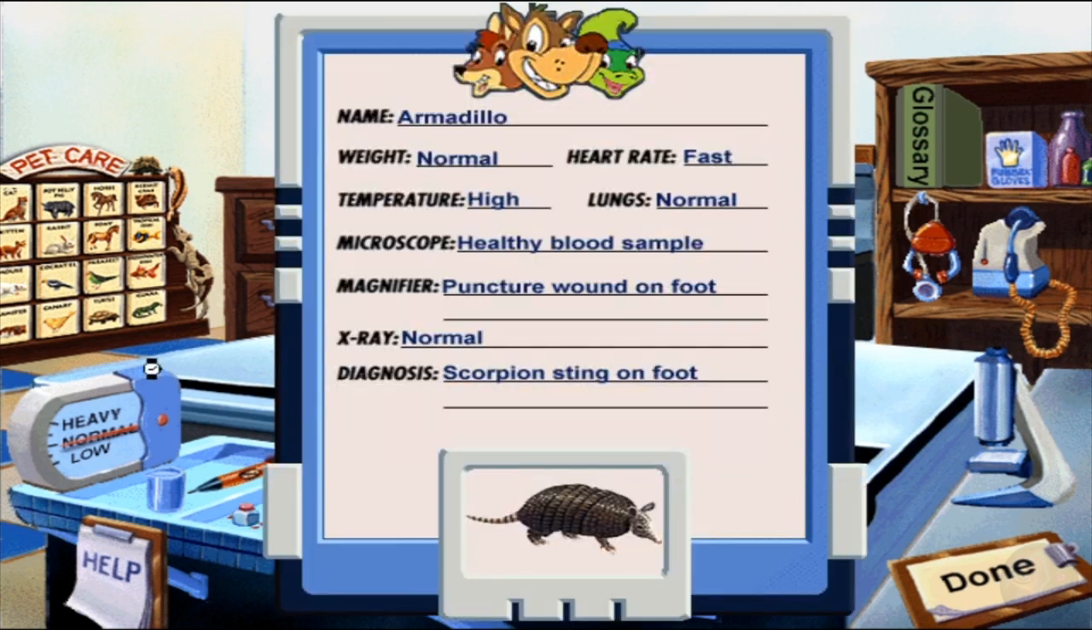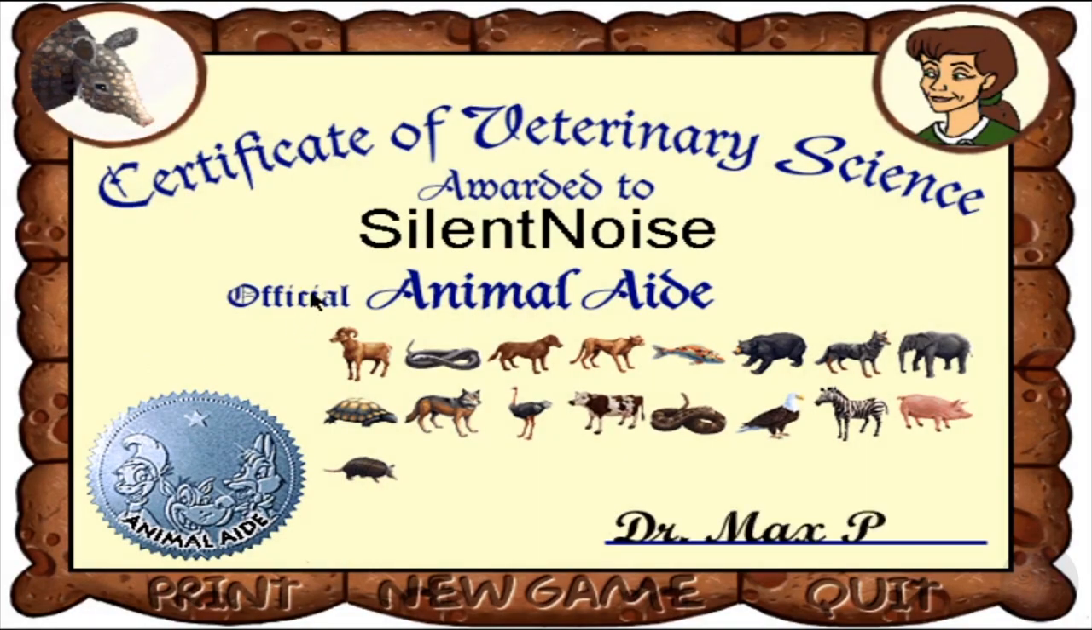Good work. Cleansing the area is important. The antihistamine will help with the reaction to the scorpion venom. The analgesic is for reducing the pain, and the bandages are used to keep the area clean. The armadillo should stay the night for observation and a bandage change. Congratulations! You really earned this certificate.